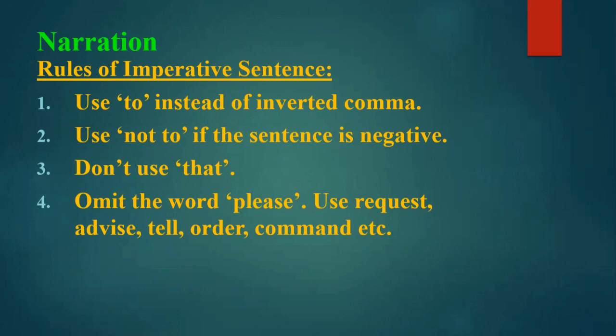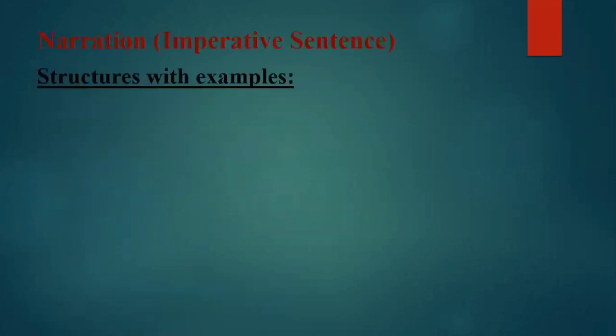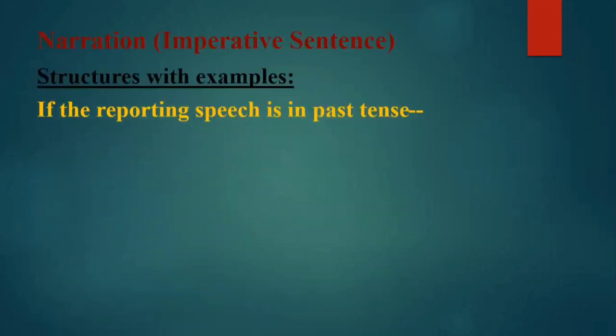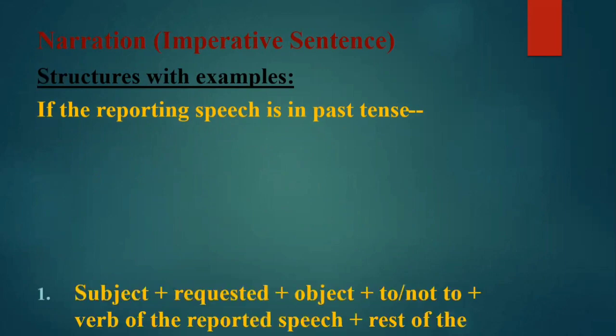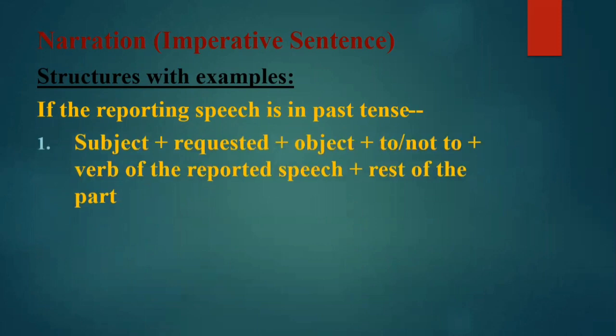Okay, dear learners, now here are the structures with examples. If the reporting speech is in past tense, then this is the structure: subject plus requested, then object plus to or not to. In case of negative sentence, I have told you already that you have to use not to. Then verb of the reported speech, then rest of the part of the sentence.